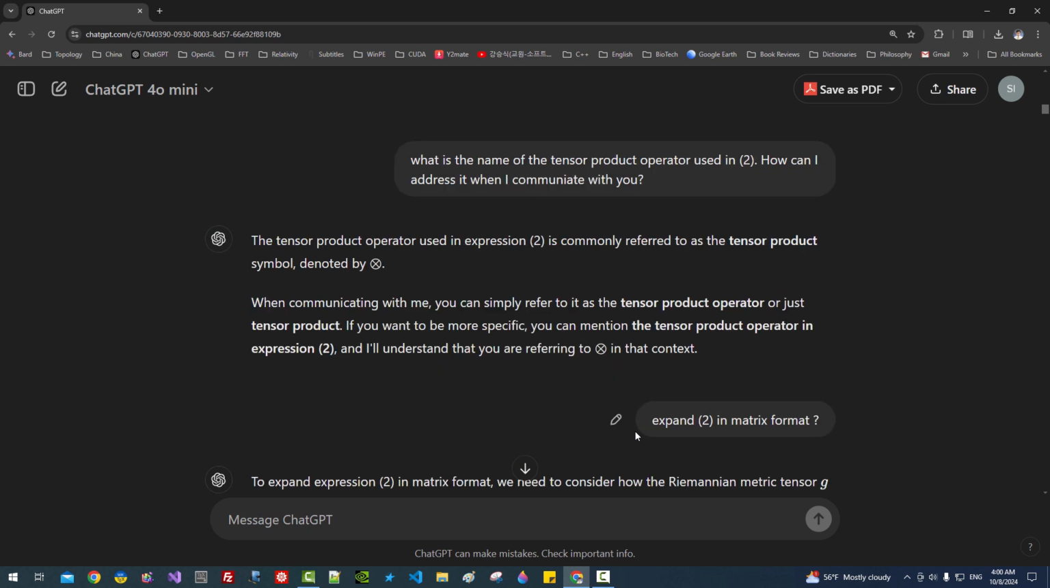What is the name of the tensor product operator used in 2? How can I address it when I communicate with you? The tensor product operator used in expression 2 is commonly referred to as the tensor product symbol, denoted by \otimes. When communicating with me, you can simply refer to it as the tensor product operator, or just tensor product. If you want to be more specific, you can mention the tensor product operator in expression 2, and I'll understand that you are referring to \otimes in that context.